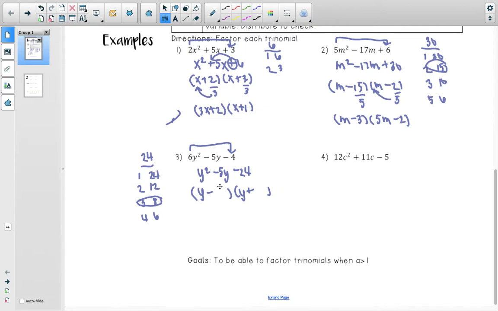And I say that because we have a negative symbol, so we have to have a negative and a positive, so there'll be subtraction going on instead of adding. And if you remember in class, I told you if the back sign's negative, the sign in front will tell you what the larger number is in the factors. So that means 8 is negative and 3 is positive. And the next step is to undo what we did, which is dividing by 6.